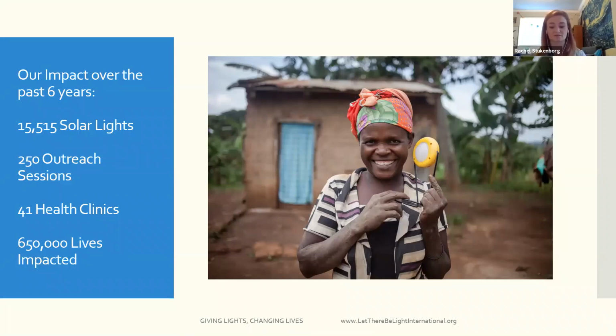250 outreach sessions have been conducted in communities affected by energy poverty to raise awareness about the benefits of solar lights. 41 health clinics have been solar electrified, which improves healthcare access, delivery, and outcomes. And also noteworthy, 6 health clinics have been solar electrified since the onset of COVID-19, when reliable healthcare is needed now more than ever. And through all these initiatives, a total of over 650,000 lives have been impacted.